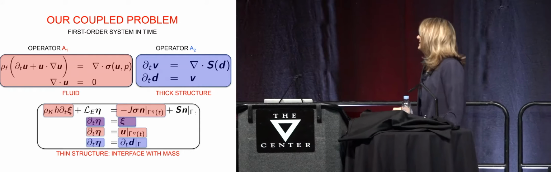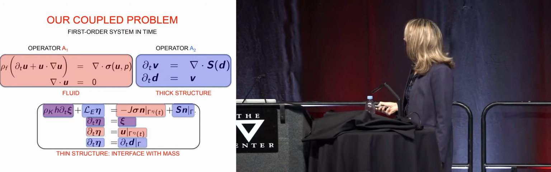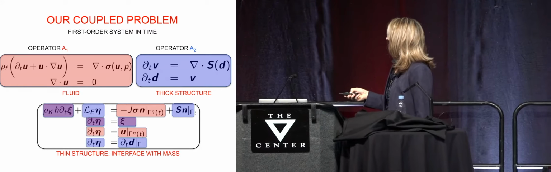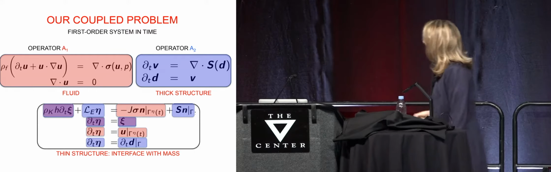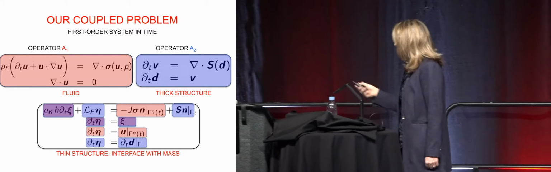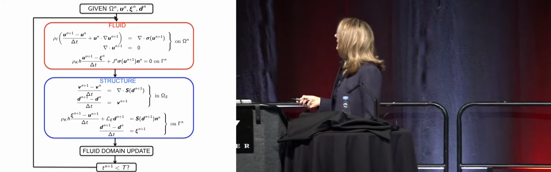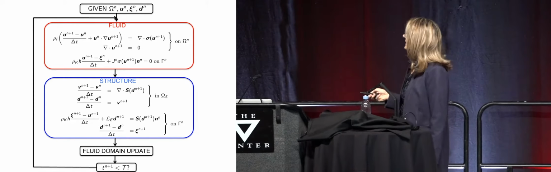I will do a similar trick, and the structure will then consist of the inertia term, the linearly elastic term, and the stress term Sn, the trace of it on gamma. So I have my scheme now, which looks like this.